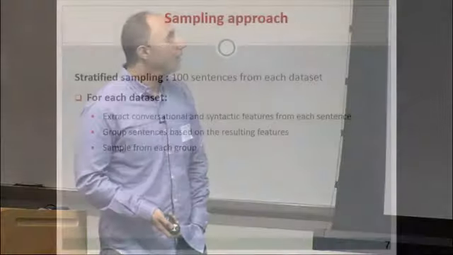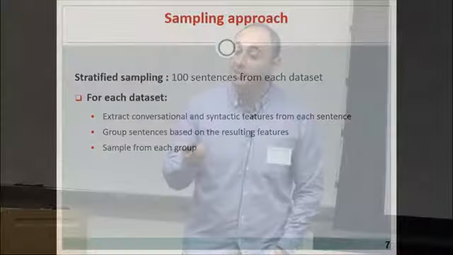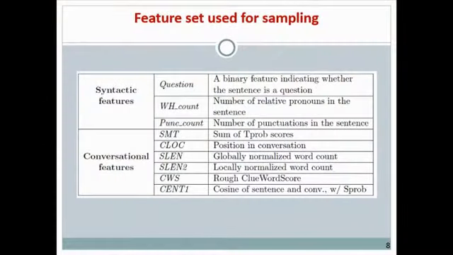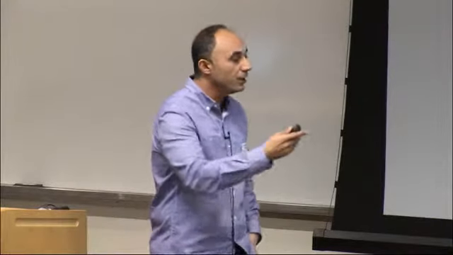So what we did, we used stratified sampling using some conversational features and some other features from the data sets to have a good distribution representing many features that exist in conversational datasets. We have syntactic features and conversational features. We try to use them to cluster our datasets and sample from those.